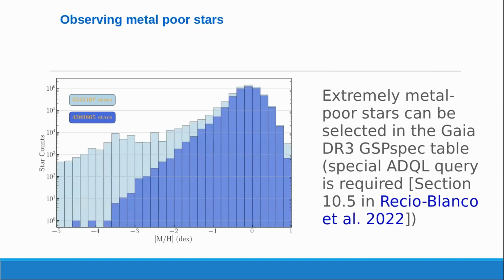We can observe metal poor stars, but we found an unrealistic number of extremely metal poor stars when we consider those measurements without taking into account the flags. But if we filter properly, we observe a more natural relation in the very metal poor regime. This filtering condition is quite complex, but is summarized in Recio-Blanco et al. 2022.